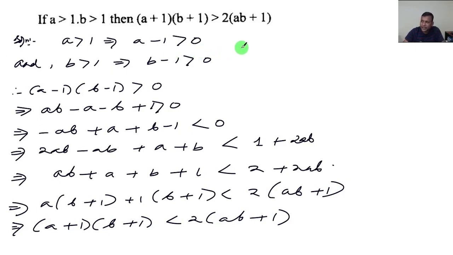So students, you can see I have got one relation here. In this relation, (a + 1)(b + 1) is less than or equal to 2(ab + 1), but somewhere I got this question, and in this question the symbol greater than is given. As per what I have proved, it should be less than, not greater than. So we will correct it. We will cancel this and write less than here. So the correct question is it should be less than.